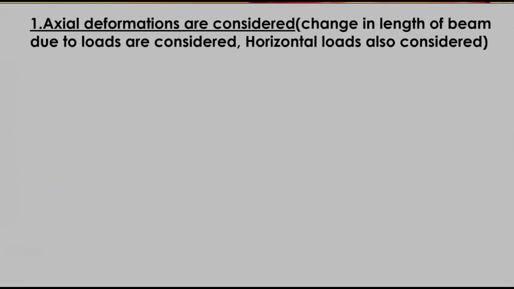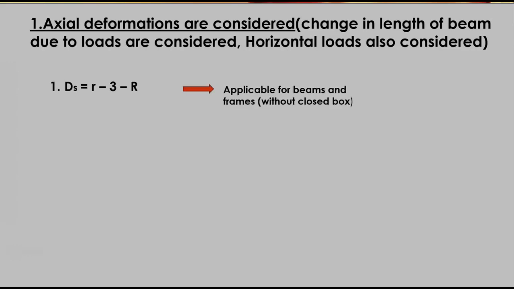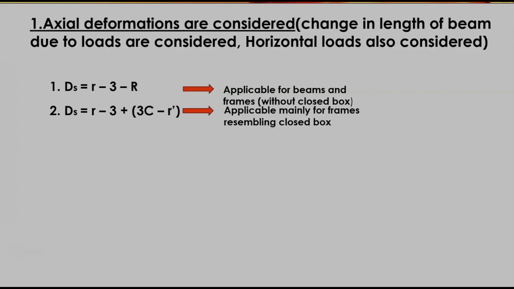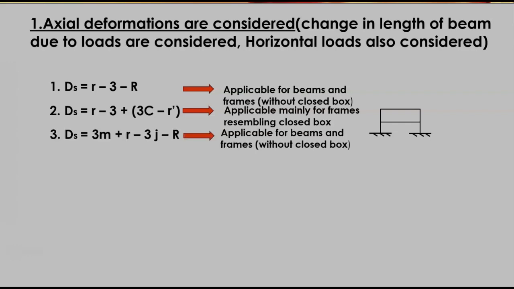Case number 1, when axial deformations are considered, change in length of the beam due to loads are considered, horizontal loads are also considered. The first formula is ds equals small r minus 3 minus capital R. It is applicable for beams and frames without closed box. The second one, ds equals small r minus 3 plus 3c minus r dash, applicable mainly for frames resembling closed box.